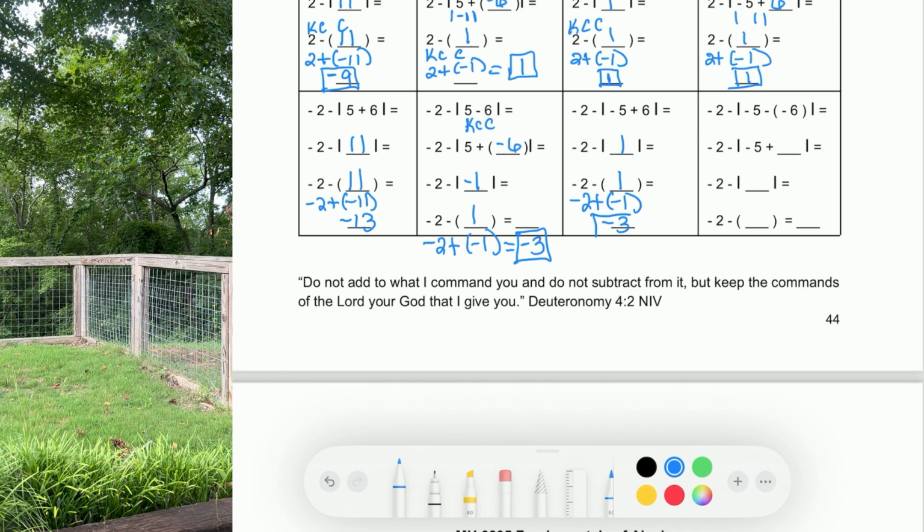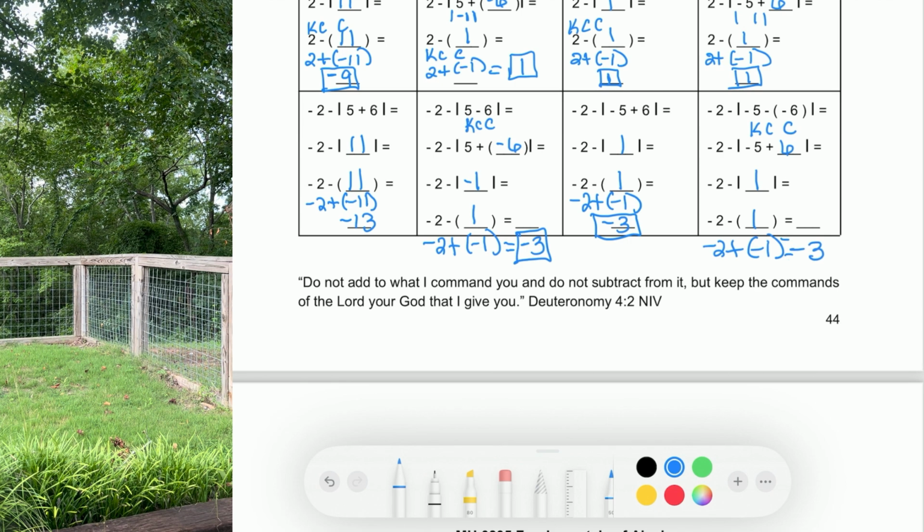Last one. I'm going to keep, change. So -5 plus 6, that's going to give me a +1. Bring that out as a +1. Keep, change. And again, I end up with -3 for our answer.